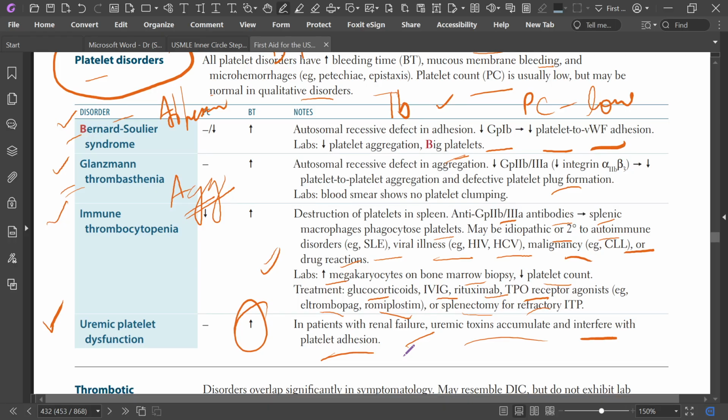ITP is destruction of platelets in the spleen, with antibody formation. Uremic platelet dysfunction is like renal failure, uremic toxins accumulate, and there is a problem with platelet adhesion.